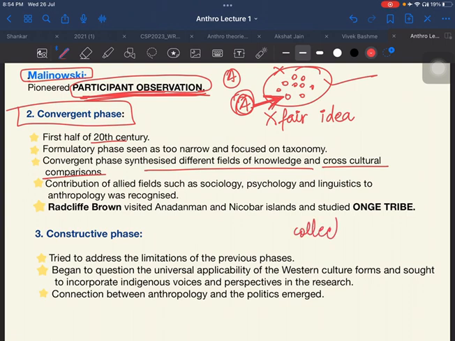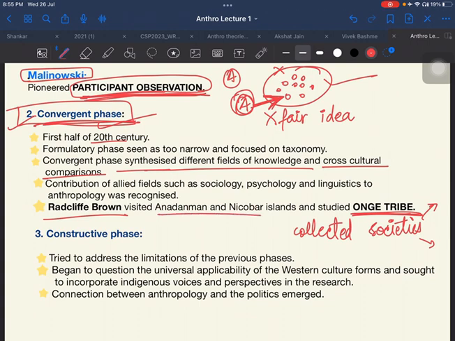We just collected data of various societies, that okay, this is done in this society, that practice is done in that society. So now, when we did have the data of various societies in the convergent phase, we tried to compare them and we tried to derive some conclusion: if there is something similar, if there is something different, and if different, then in which ways and why. So all these things were done in the convergent phase. So it was the convergent phase when Radcliffe Brown studied the Onge tribe of Andaman and Nicobar.